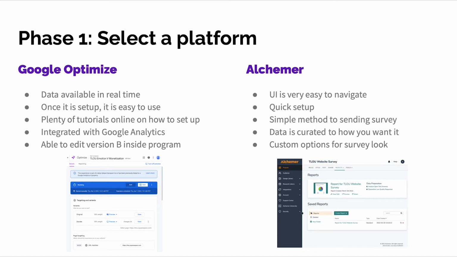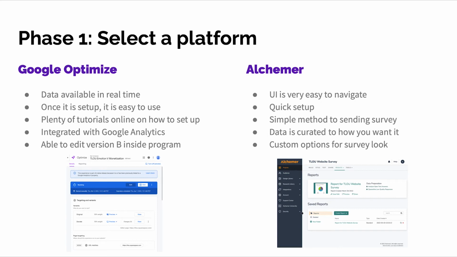The data was available in real time. And then once it was set up, it was easy to use. One of the cons of Google Optimize was that it was kind of a process to connect to my website. I first had to connect to Google Analytics and then paste some code into my actual header, and then install a plugin to Google Chrome in order for the editor to work on the website. But after that process, it's pretty straightforward.